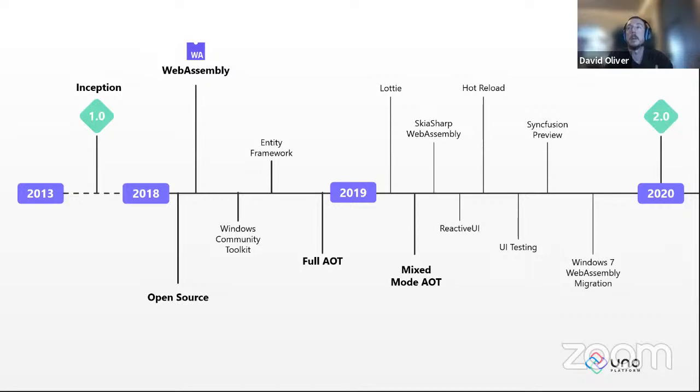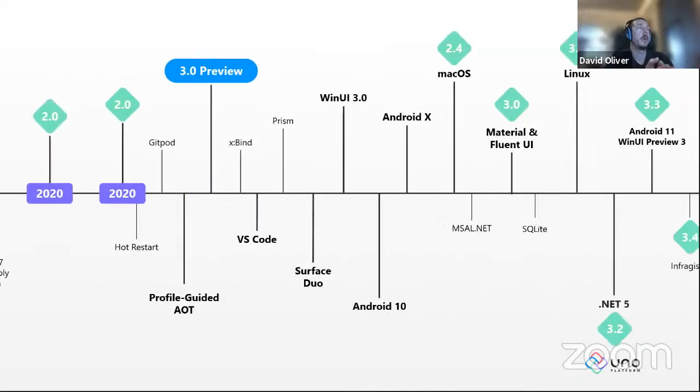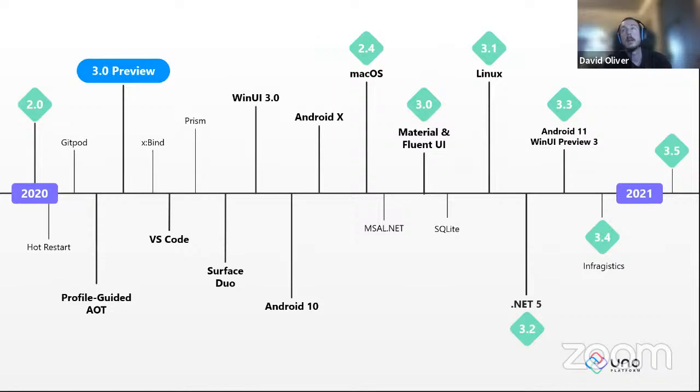At the time, we supported Android and iOS. We brought in support for WebAssembly, and we open sourced Uno and shared it with the world. So since then, a lot's happened. We've added support for new platforms. We've added Mac OS, Linux.